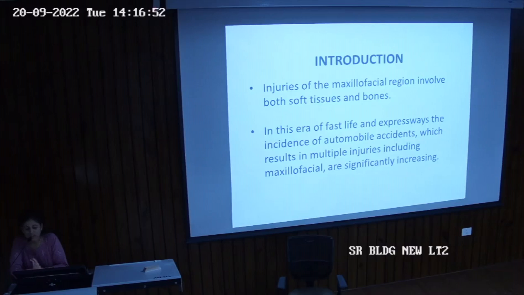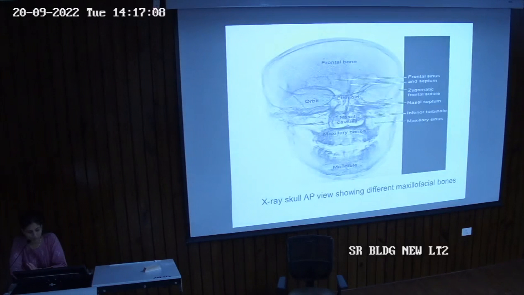So injuries of the maxillofacial region involve both soft tissues and bones. We are going to specifically talk about bones right now. In this era of fast life, the incidence of automobile accidents, which result in multiple injuries including maxillofacial injuries, is significantly increasing, as you all know. So the anatomy of the basic face and its skeletal framework, you have an idea.